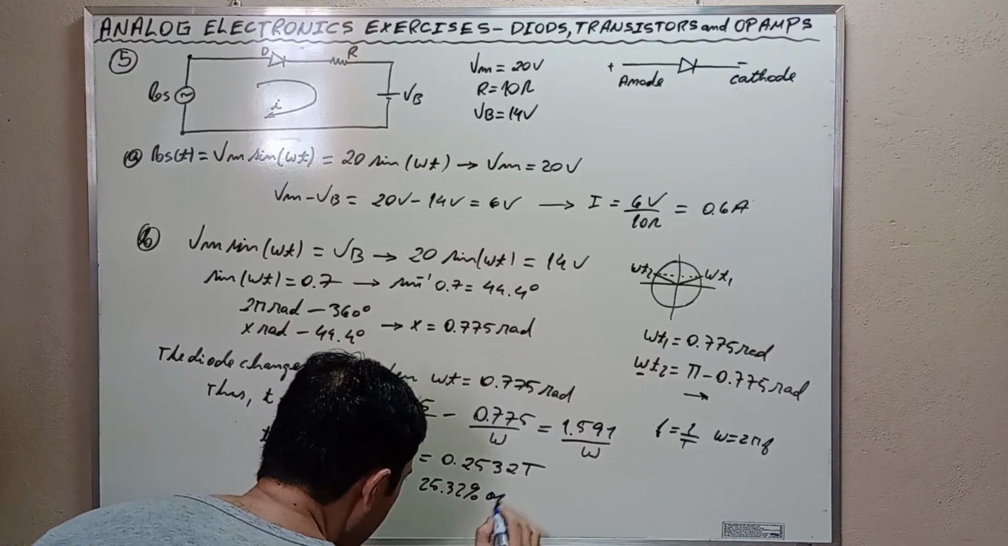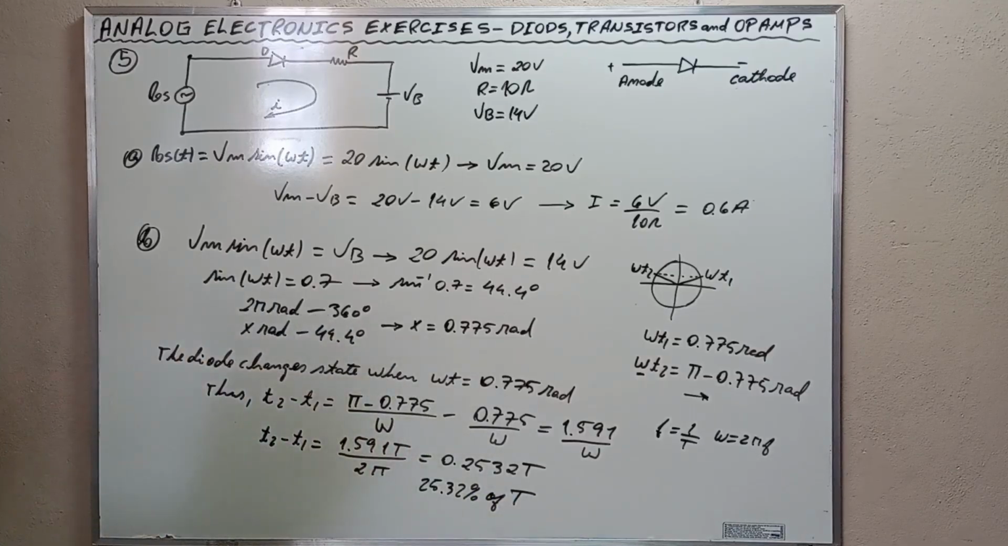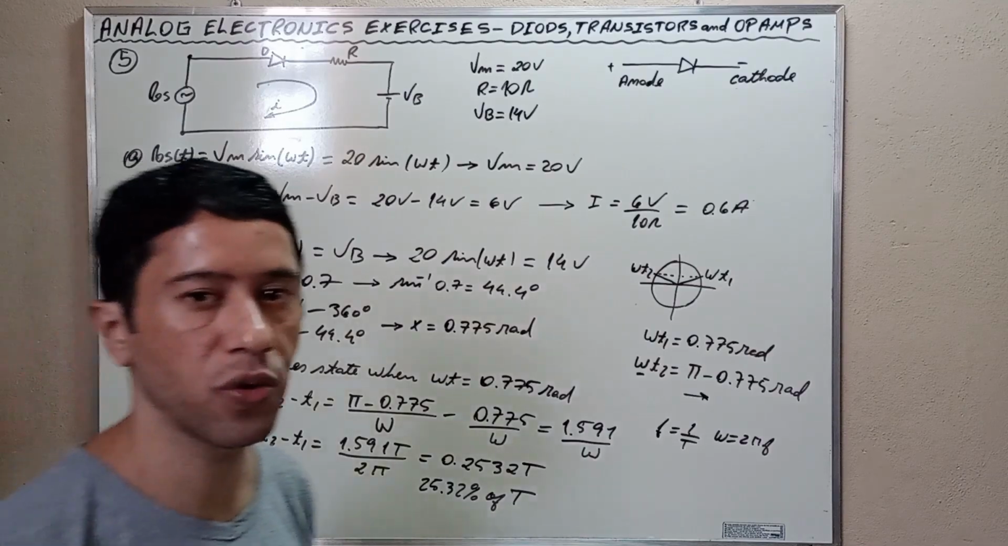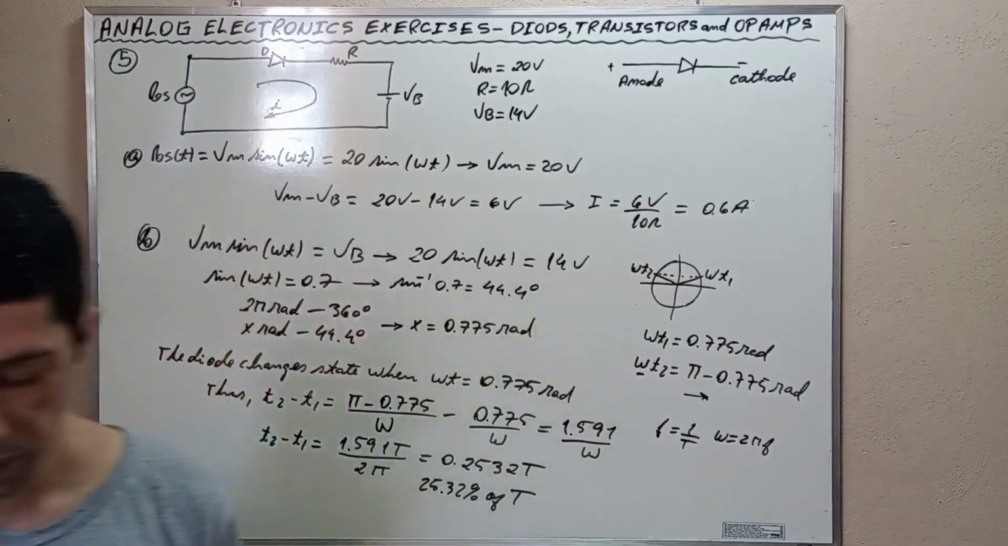25.32% of T. We conclude that the diode is on for 25.32% of the period. That is, in each cycle, the diode conducts for 25.32% of the time. Okay, my friends, this is all for exercise 5. Let's go to exercise 6.